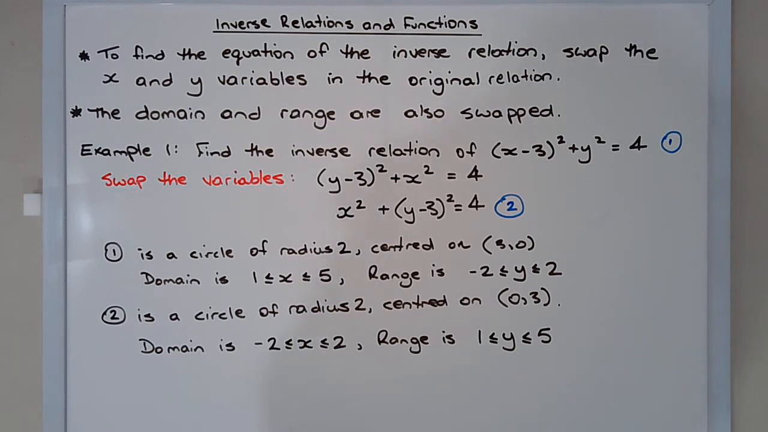To find the equation of the inverse relation, swap the x and y variables in the original relation. Don't forget that the domain and range are also swapped. Let's have a look at an example.